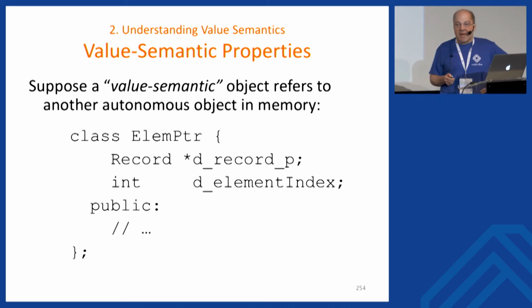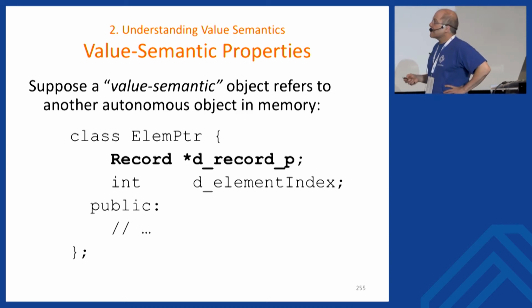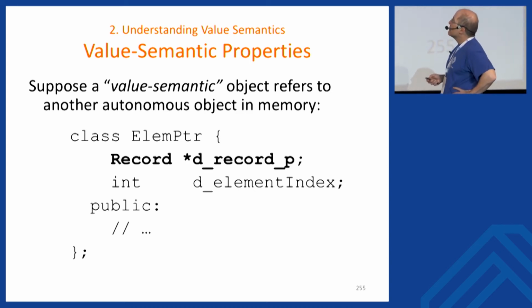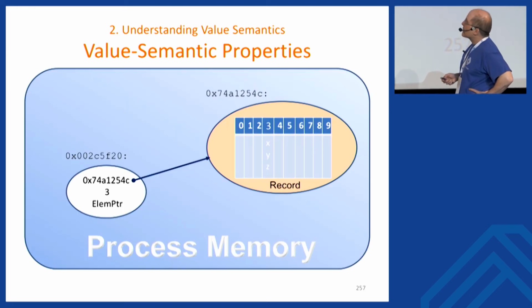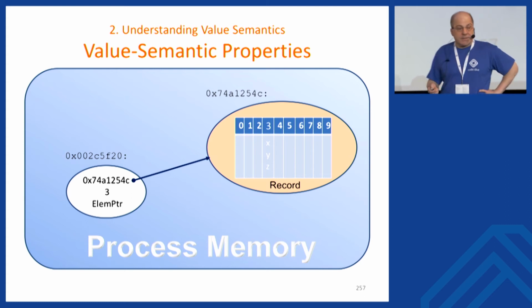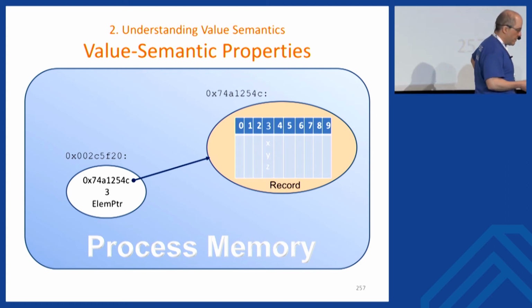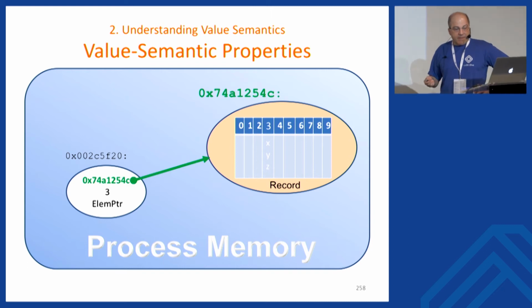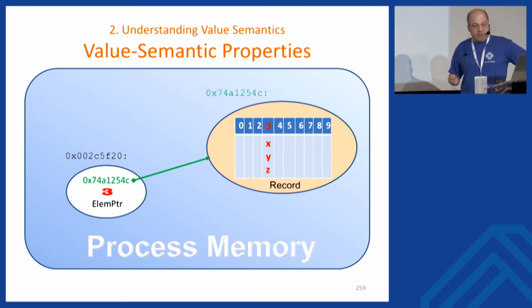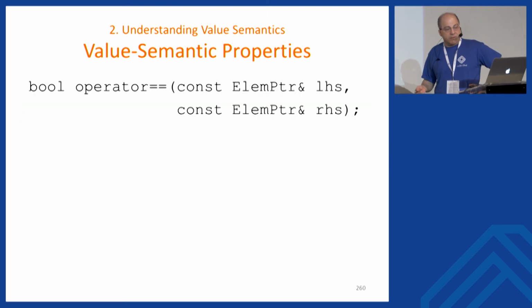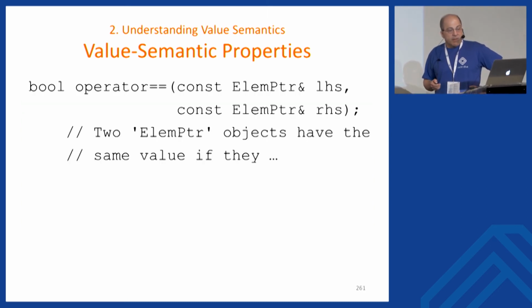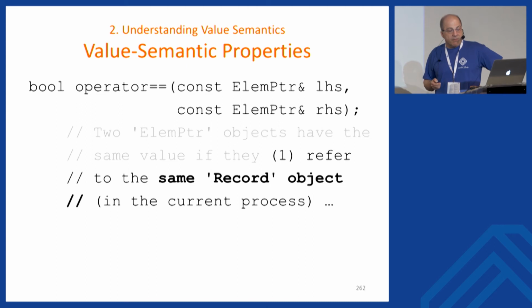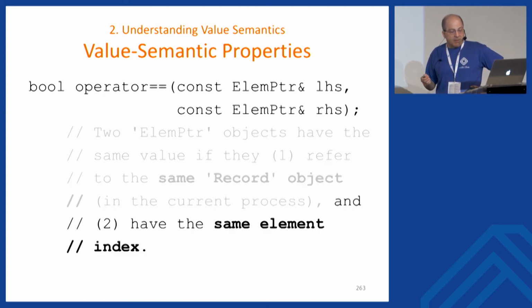So now imagine we have something that refers to another autonomous object, say a record. It's got a pointer. So the value actually incorporates an address. Now we're not talking about this in this talk, but my talks always talk about stuff we don't talk about, so I have to talk about this. Here I have an example of an element pointer referring to a record. It doesn't own the record, it just refers to it. So two element pointer objects have the same value if they, one, refer to the same record object in the current process, two, have the same element index.